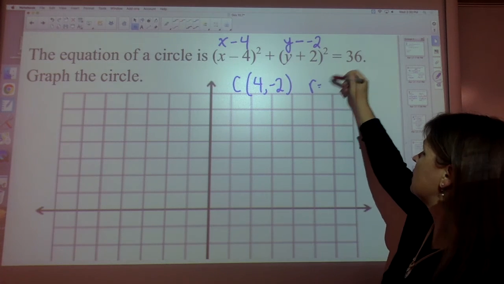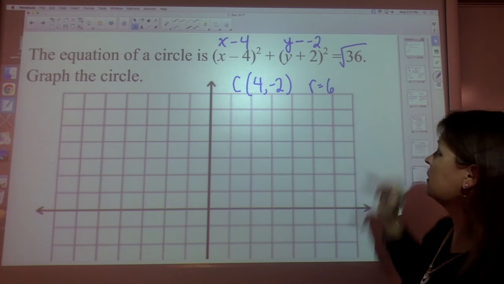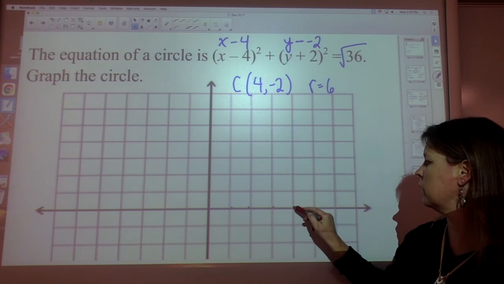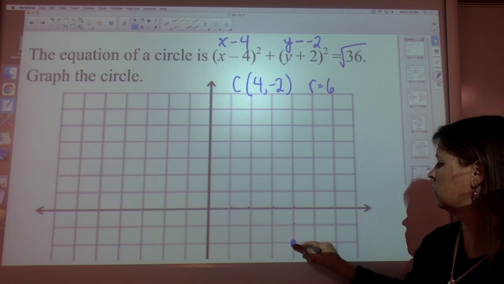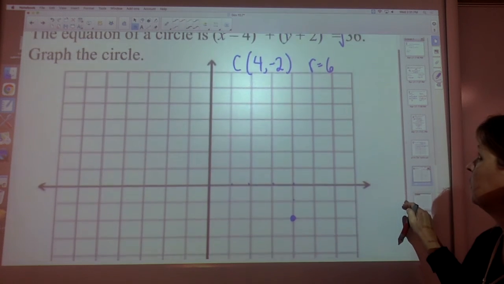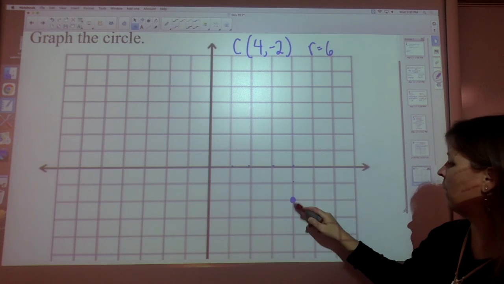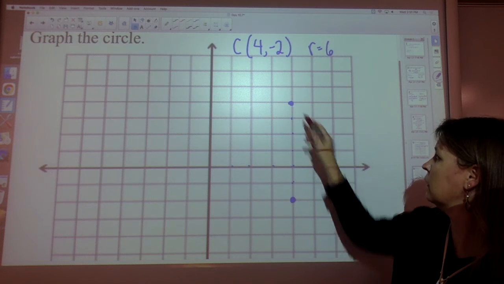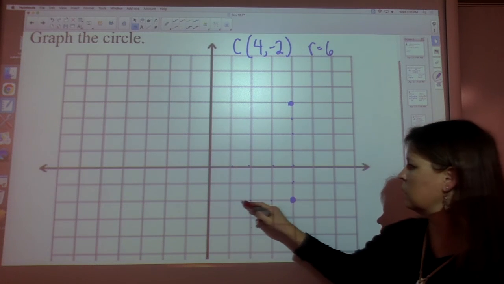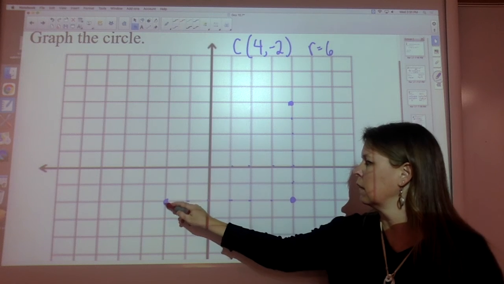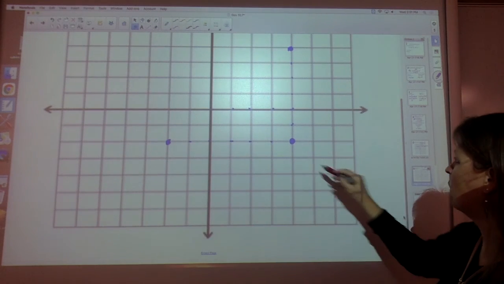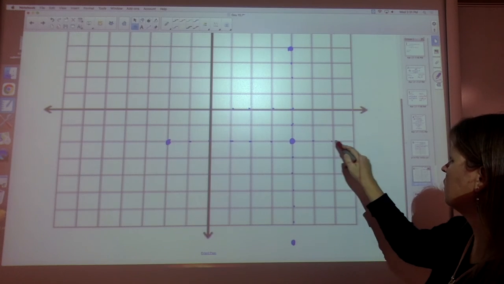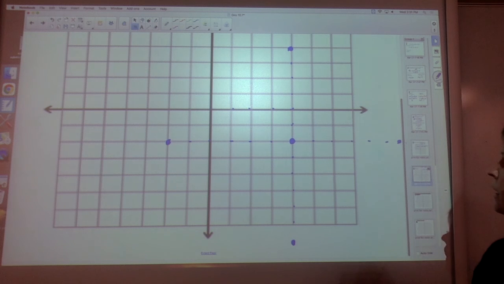What is our radius? The square root of 36 is 6. So we're going to have to plot a center over 4, 1, 2, 3, 4, and down 2, there's the center of our circle. A radius of 6, 1, 2, 3, 4, 5, 6. Or maybe you want to go this way, or count down, 1, 2, 3, 4, 5, 6, and over 1, 2, 3, 4, 5, 6, right to the edge.